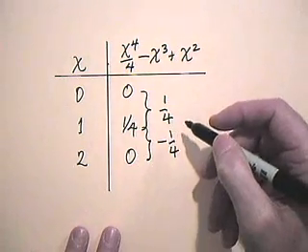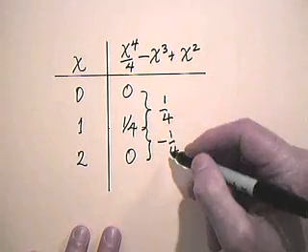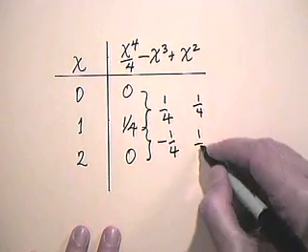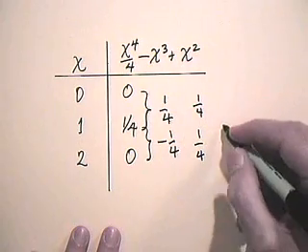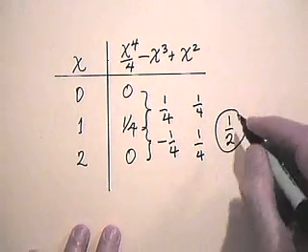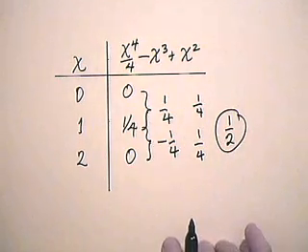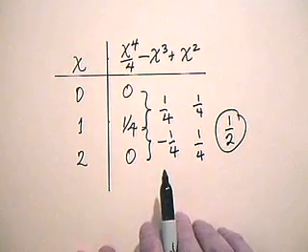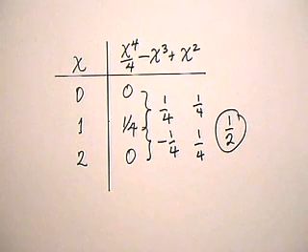But remember, we want to take the absolute values of these definite integrals. So we end up with 1/4 and 1/4. We add those results, we get 1/2. And so there we easily see, using a little table, that we can efficiently do these evaluations that are required to compute the area between the function and the x-axis.